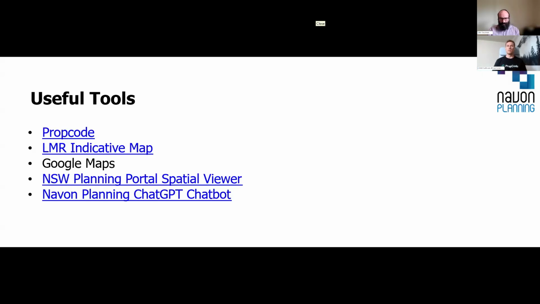You've also got the planning portal, the spatial viewer, and last but not least, I've prepared a ChatGPT chatbot for you. You can play around with that, and I've basically uploaded all the LMR documents in there, and if you're struggling to get an answer from the Department of Planning or Council, have a crack at this and let me know how you go.